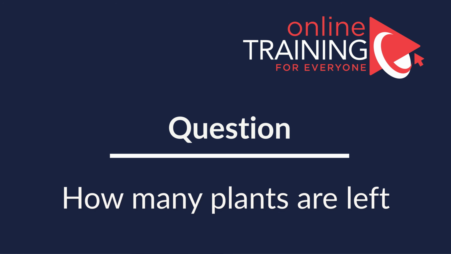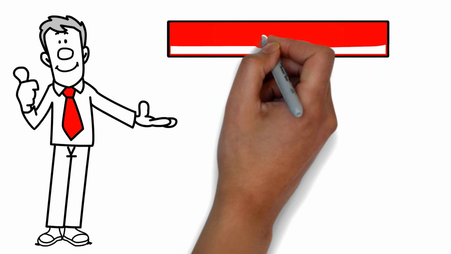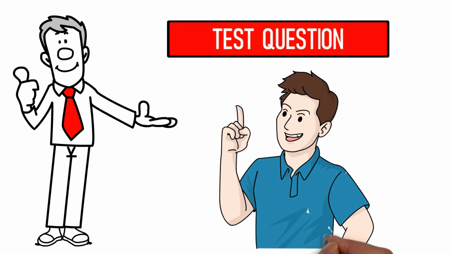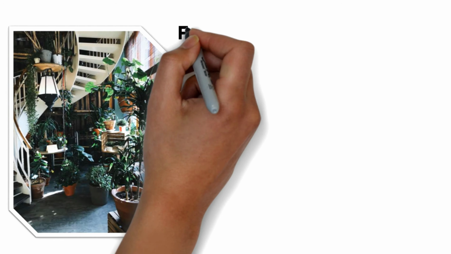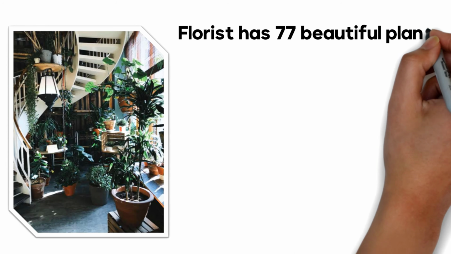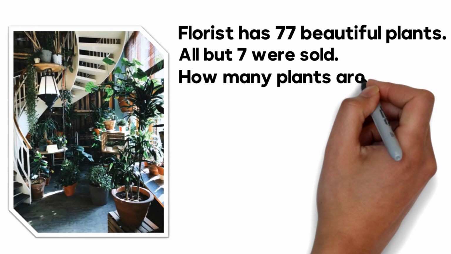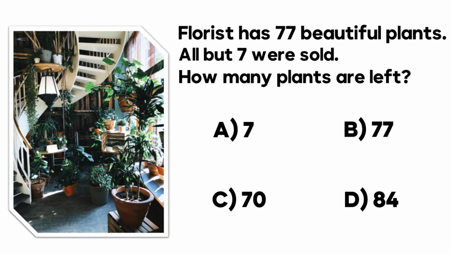I am very excited to present you with a simple but at the same time very tricky question, which tests your math skills as well as attention to details. A florist has 77 beautiful plants. All but 7 were sold. How many plants are left? You have 4 different choices. Choice A, 7. Choice B, 77. Choice C, 70. And choice D, 84.